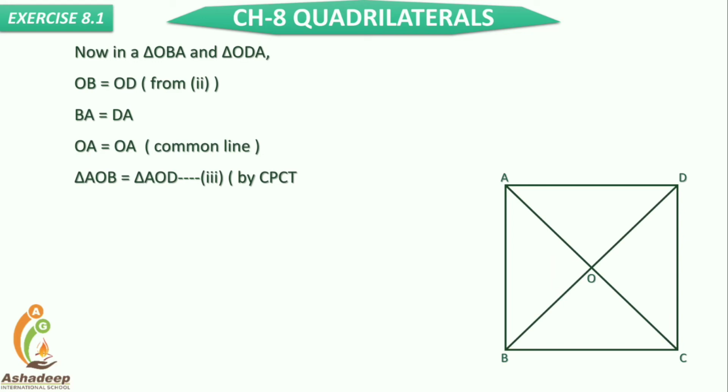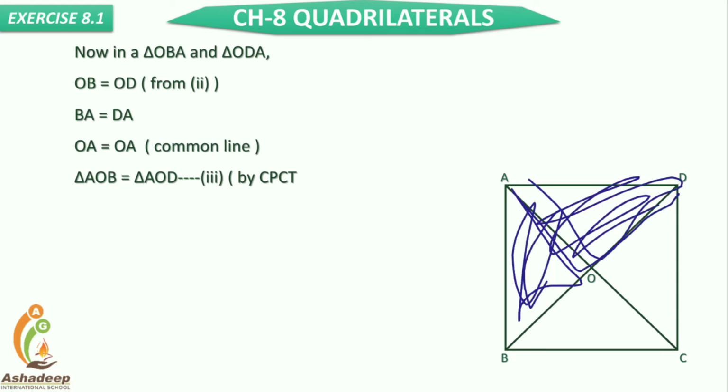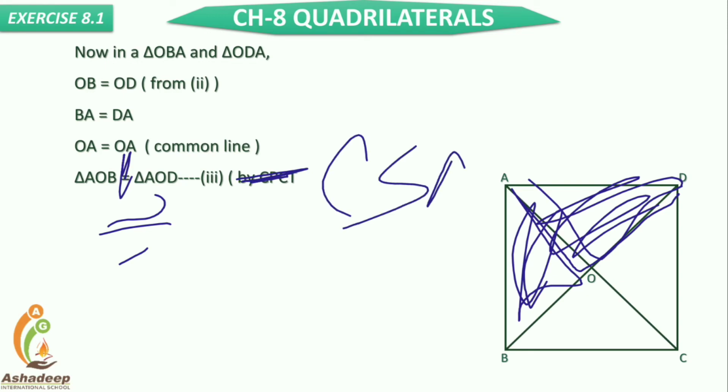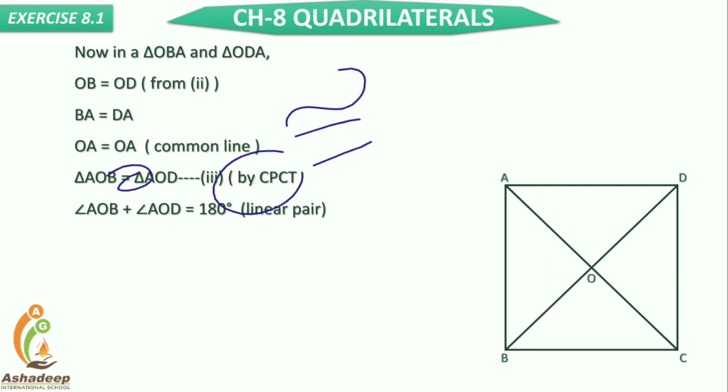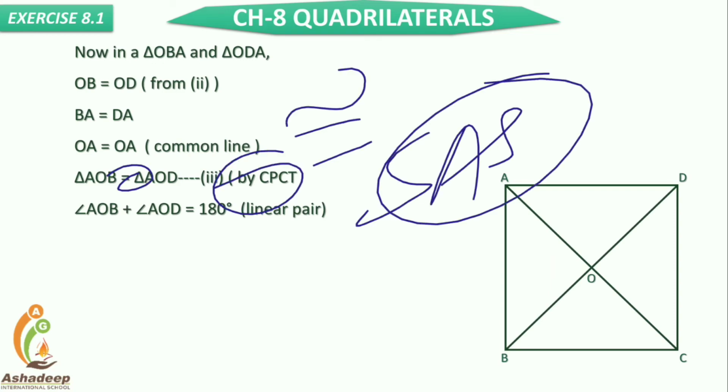So therefore triangle AOB and triangle AOD are congruent. See, here it is mistakenly written. So this is congruent and this is by the rule of side angle side. Okay. So make this change here: the congruence sign will come here, and here it will be by the rule of side angle and side. So just correct these two things in your notebook.